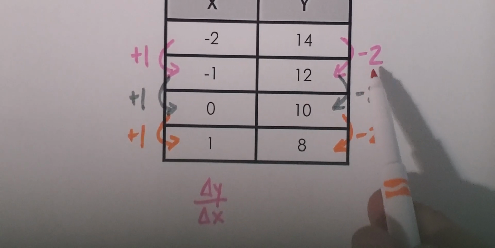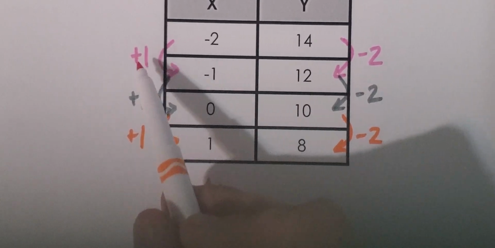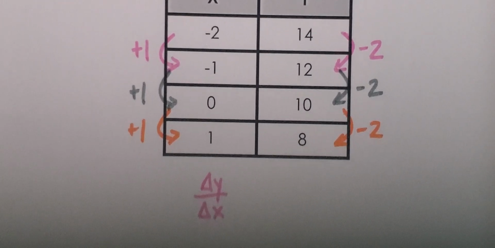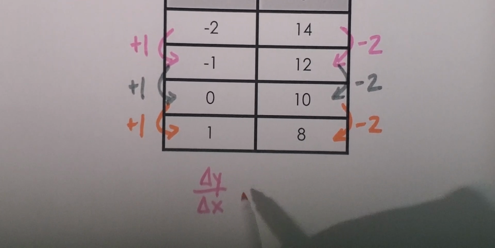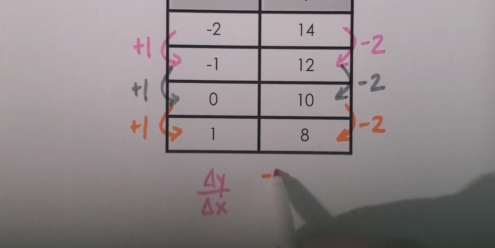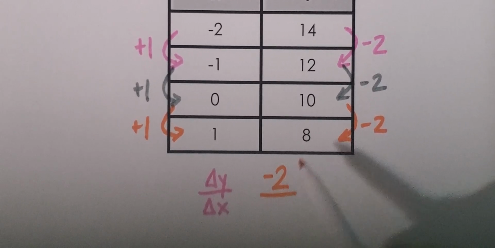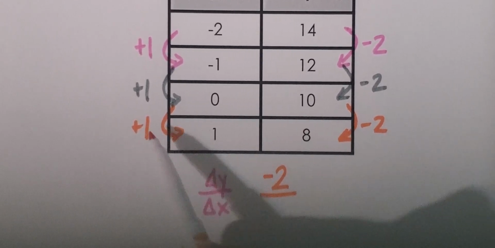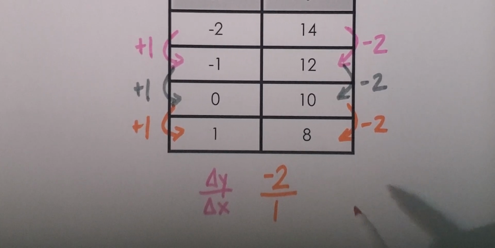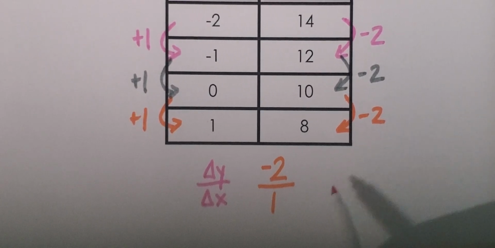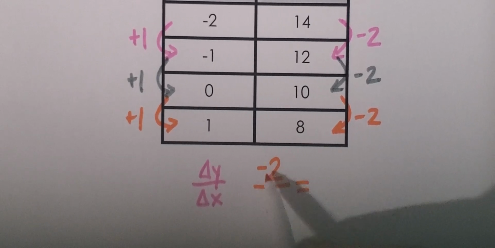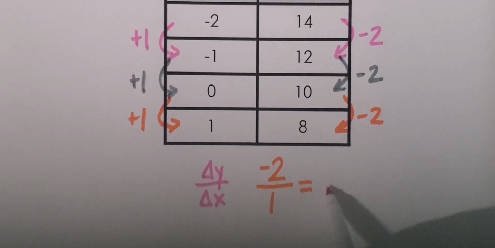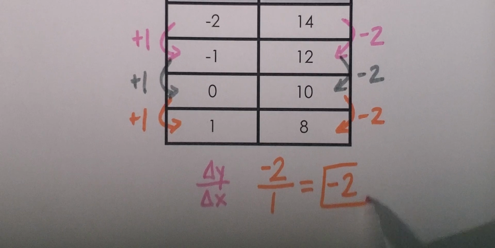Since all of my changes in y and changes in x are the same numbers, I can just take those numbers and write them as a fraction. So -2 is going to be on the top of my fraction, because that's my change in y. My 1 is going to be on the bottom, which is my change in x. And if I simplify that, negative 2 divided by 1 is just negative 2.